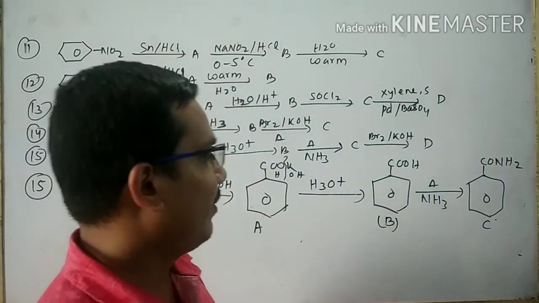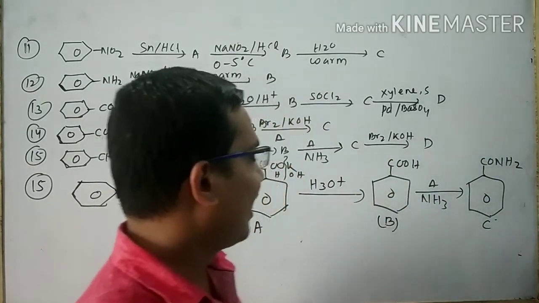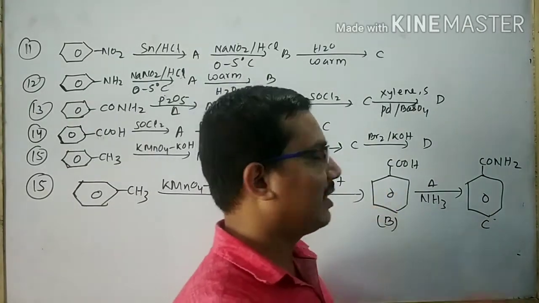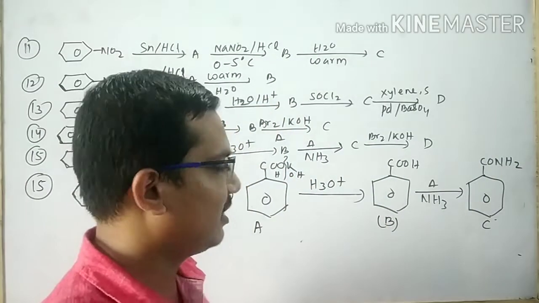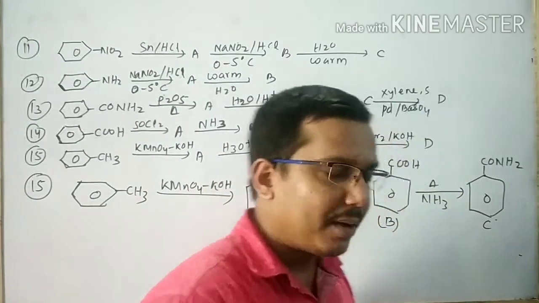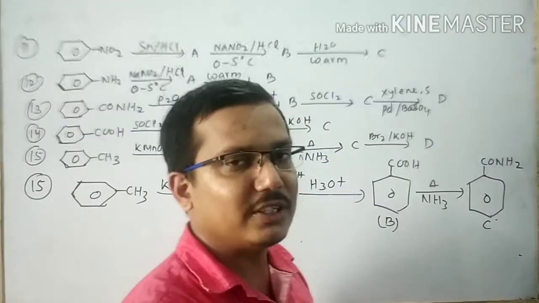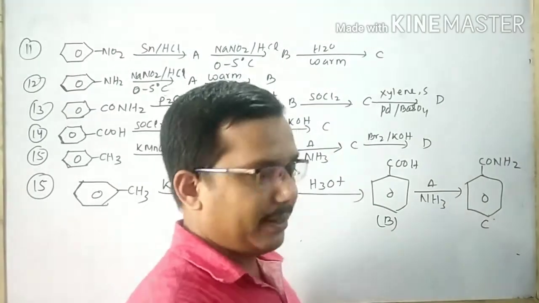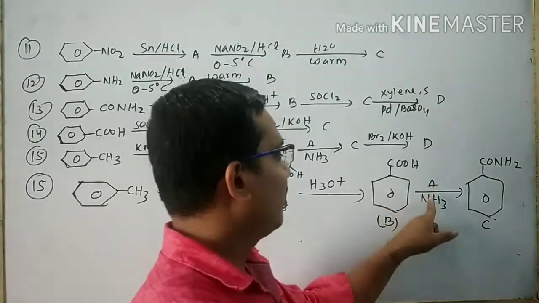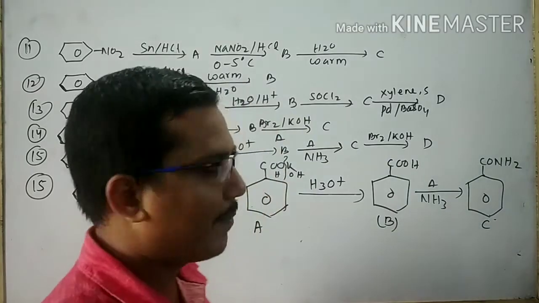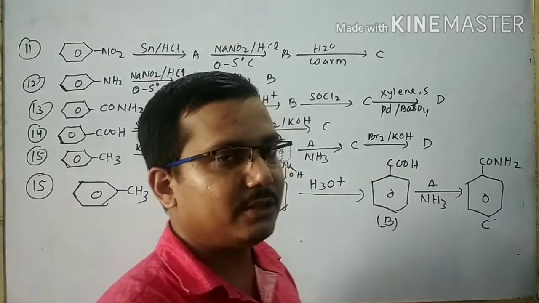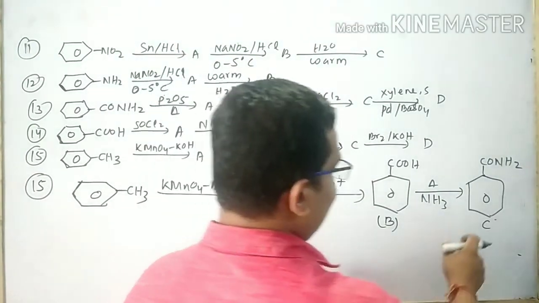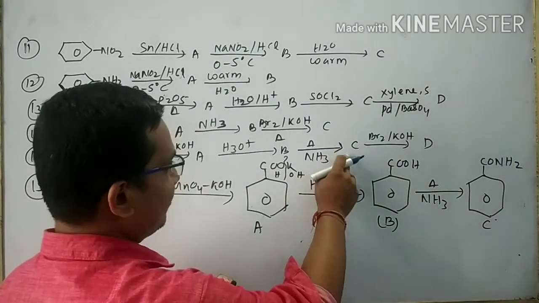If heat is not given, only NH3 is given, the NH3 will react with the benzoic acid, then ammonium salt of benzoic acid is formed. Then after heating the ammonium salt of benzoic acid, benzamide is formed. It is a two-step reaction, but here heat and NH3 are given simultaneously, so we write the benzamide product. That is considered as C.